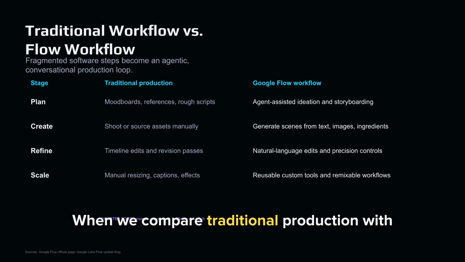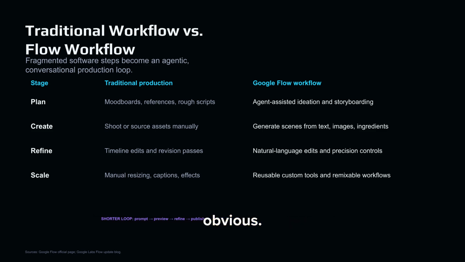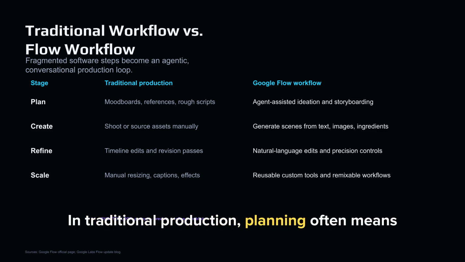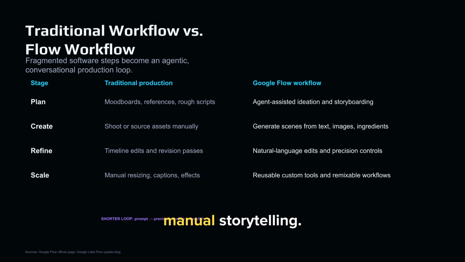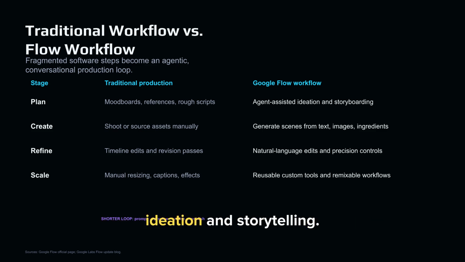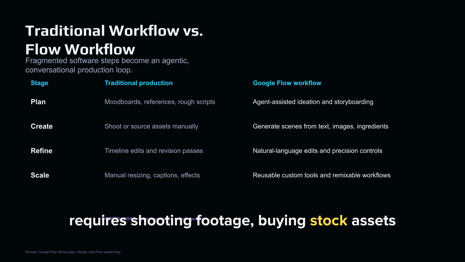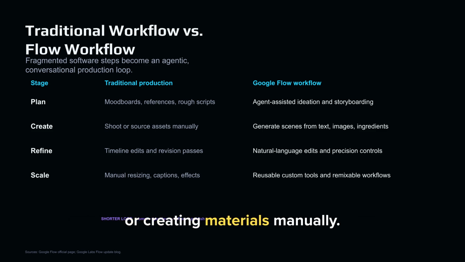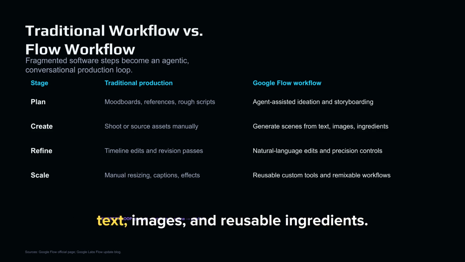When we compare traditional production with the Flow workflow, the difference becomes obvious. In traditional production, planning often means mood boards, references, rough scripts, and manual storyboarding. With Flow, that can become agent-assisted ideation and storyboarding. For asset creation, the traditional approach requires shooting footage, buying stock assets, or creating materials manually. With Flow, creators can generate scenes from text, images, and reusable ingredients.